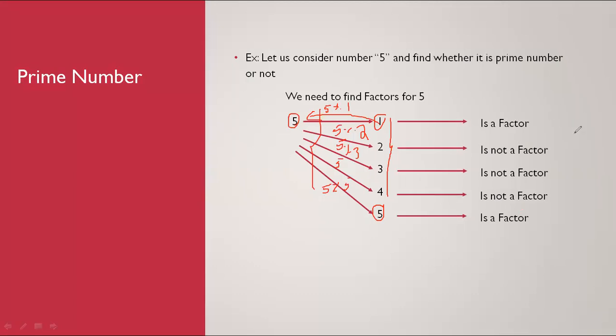After finding all the numbers till it reaches the number itself, and coming out, if it has only 2 factors, then we consider that as a prime number. If not, it's not a prime number, right? So let us consider one more example.